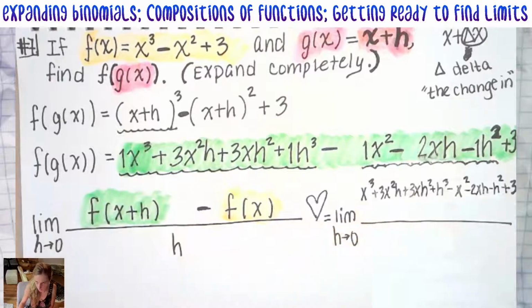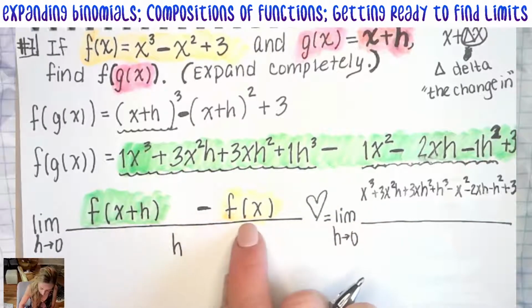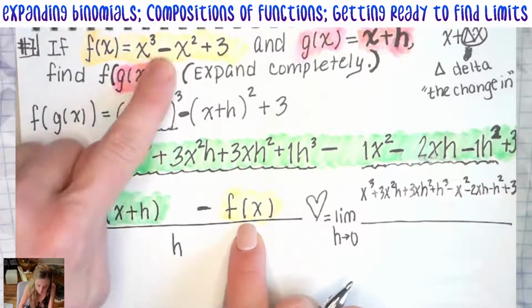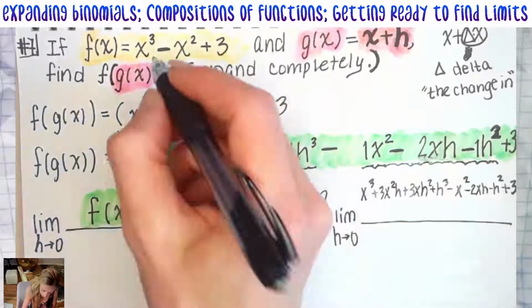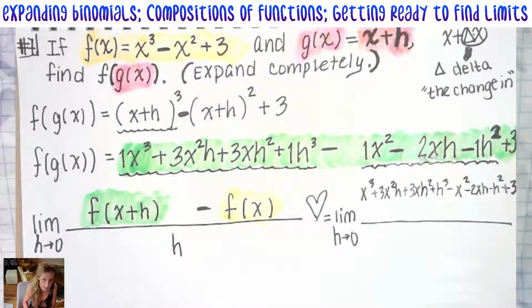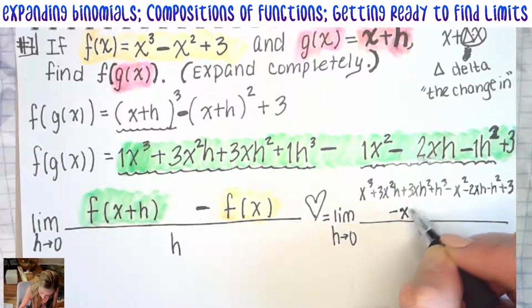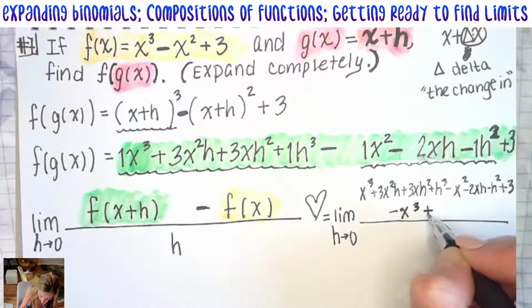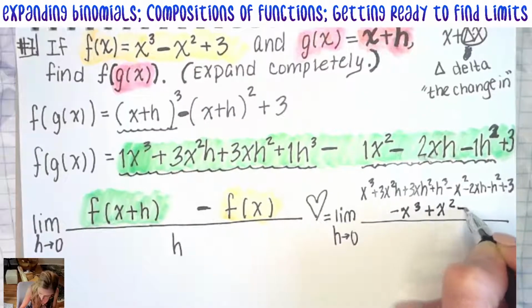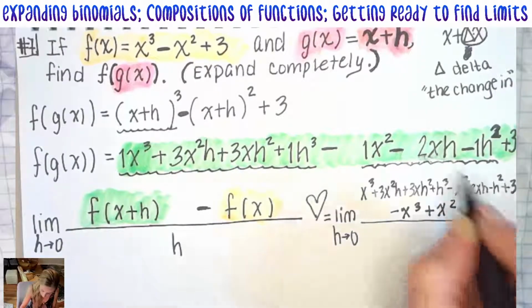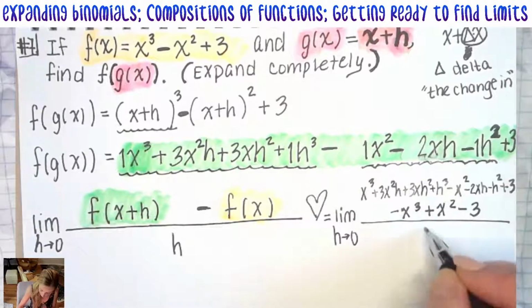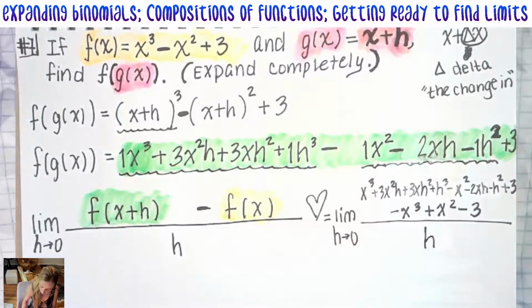I'm going to put it underneath. Minus f of x. So minus this guy right here. And I'm going to distribute that negative right away. Biggest thing that everyone forgets, to distribute the negative. So minus x to the third plus x to the second minus 3. All that's your numerator, all over h.